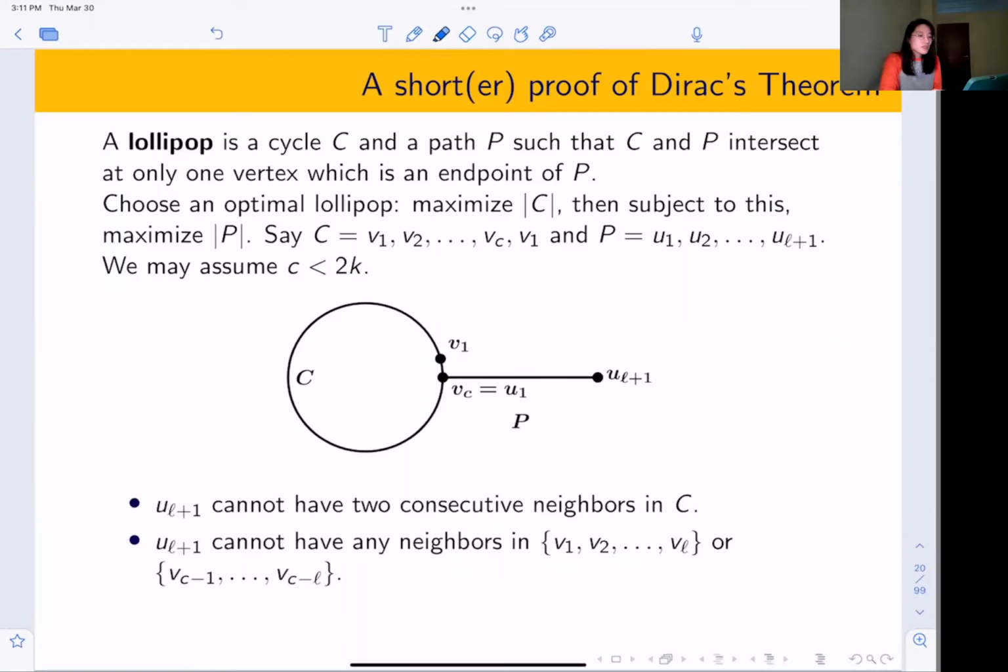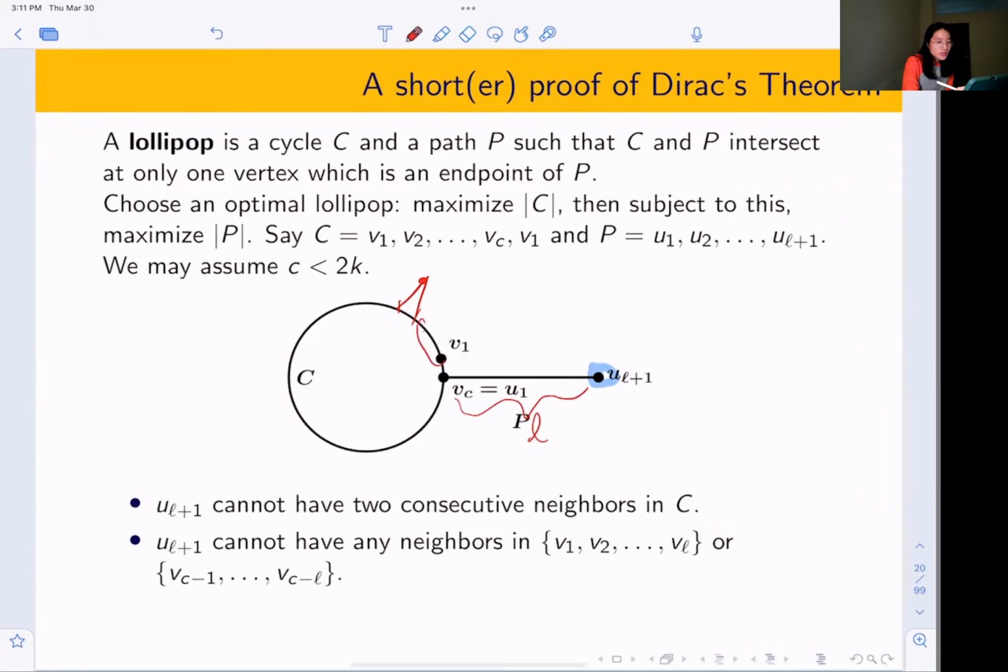So some observations, if I look at this last vertex in the path, then, well, the first observation for any vertex actually is that it cannot have two consecutive neighbors inside of the cycle. Otherwise, we can just add this inside the cycle, get something longer. And another observation is that if this path has length L, then we're not allowed to be neighbors with any of these L closest vertices in the cycle. Otherwise, I can extend this by including the entire path somewhere here and then going around. This gives us a longer cycle.